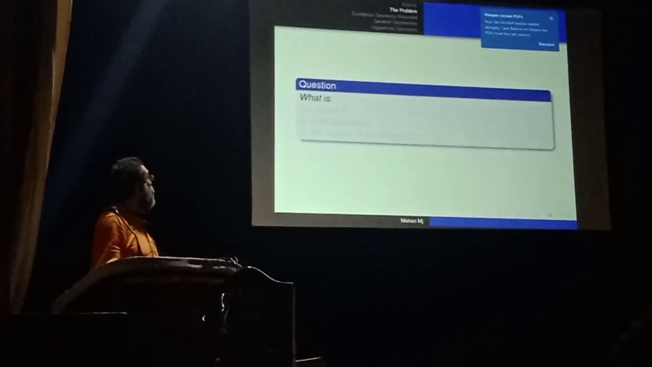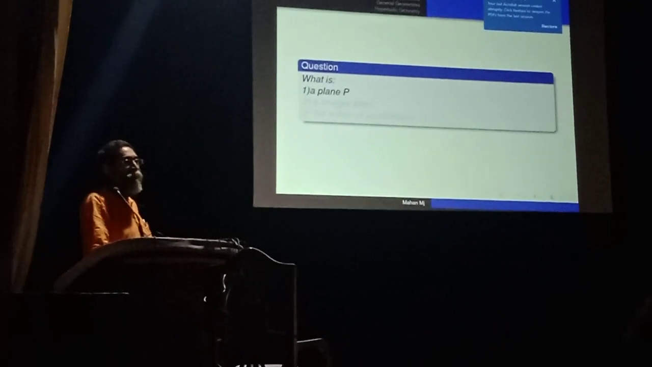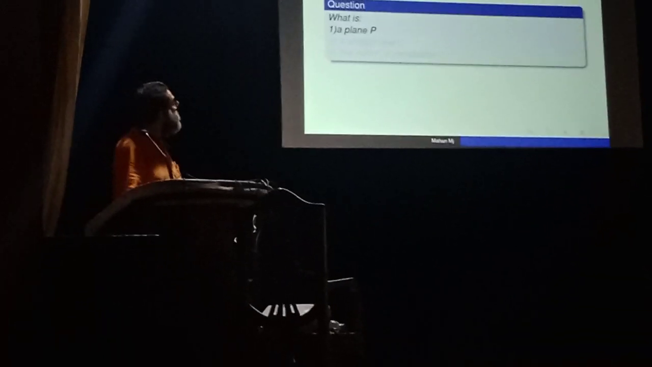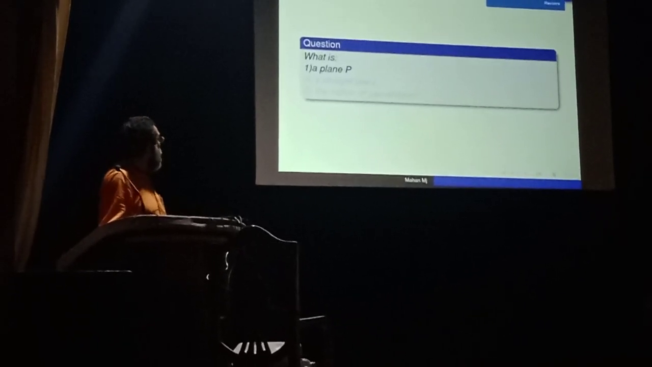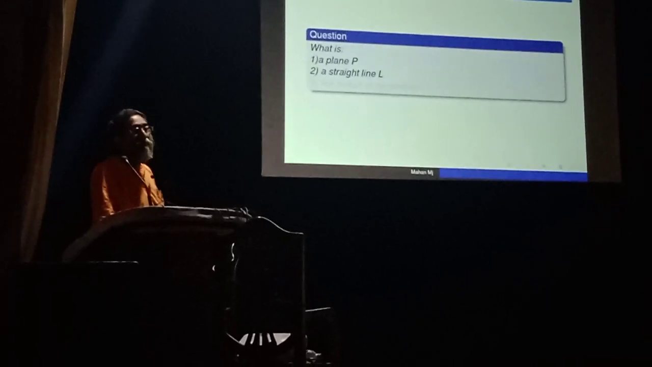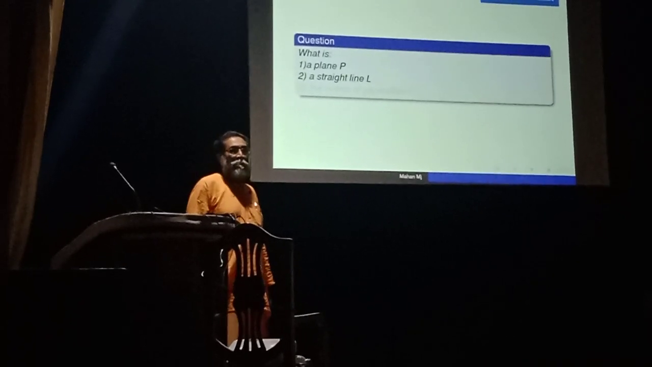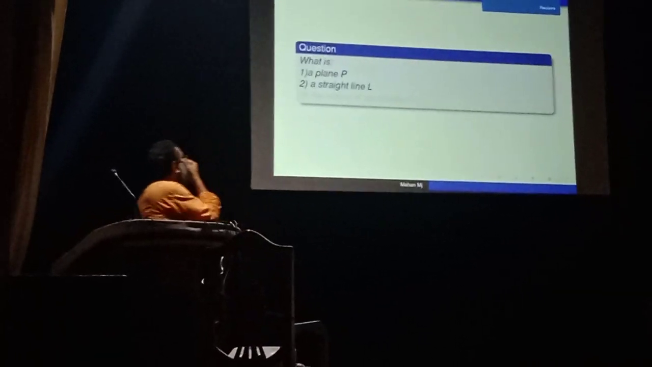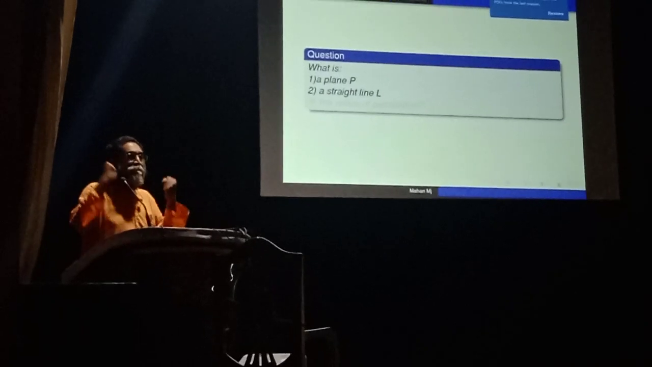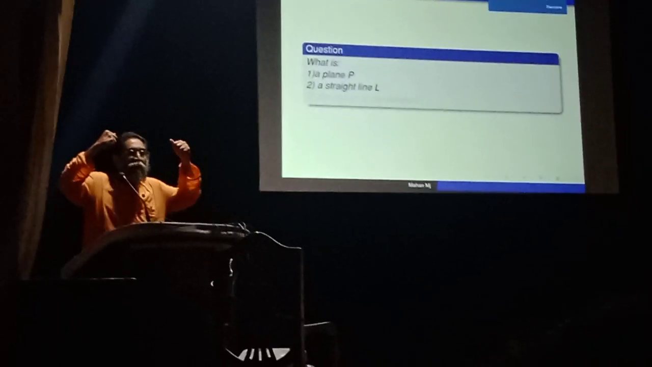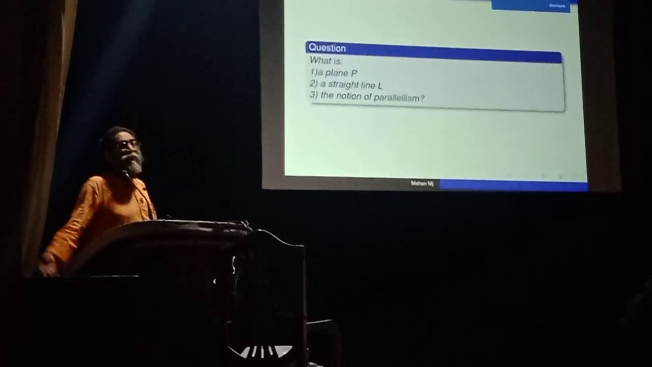Next, ask, what is a plane? We are asking for a more fundamental description of what a plane is. Once you have the notion of a plane P, then the notion of a straight line emerges automatically. How? Given two points, we'll come to this a little later. Let's postpone this question and list the questions first. What is a plane P? And from this basic answer about what a plane P is, we want to deduce something special about straight lines. Third, what is the notion of parallelism?